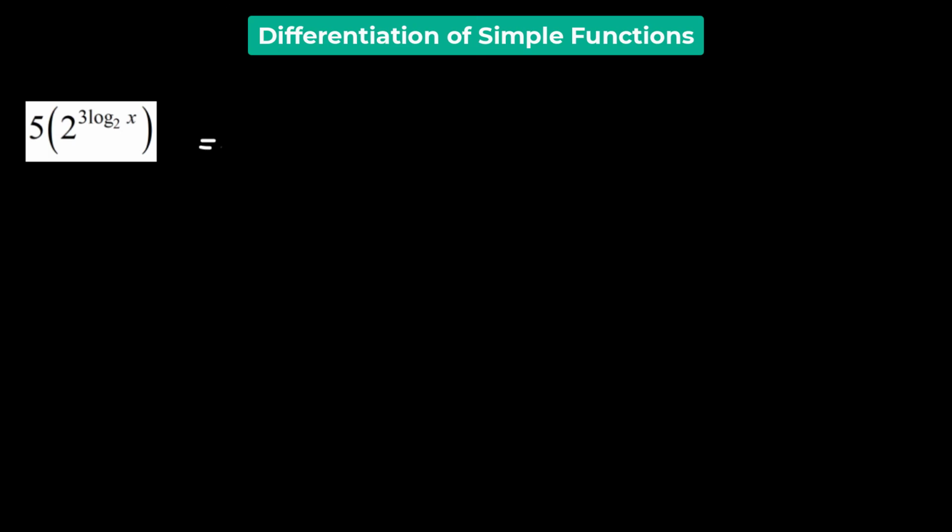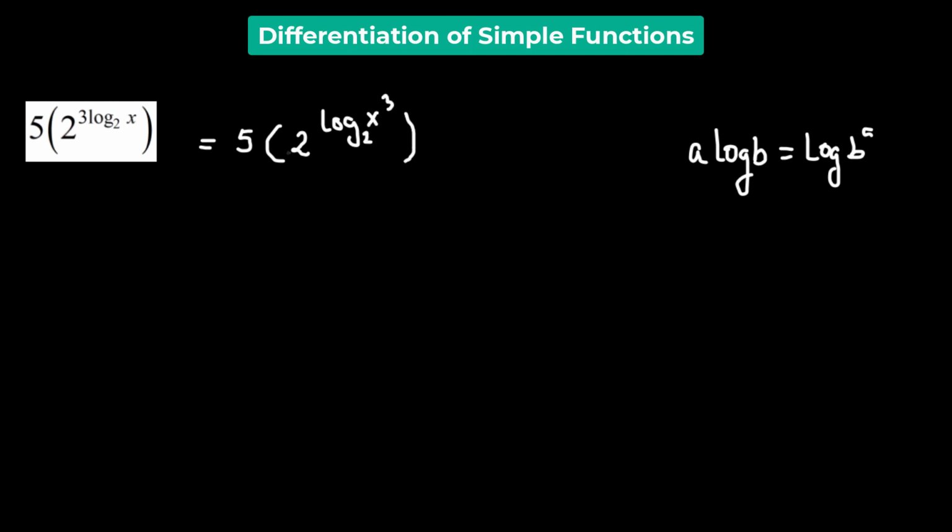Now what we can do is rewrite it as 5 times 2 raised to the power of log of x cubed with base 2. We apply the property that a log of b is equal to log of b raised to the power of a. Since our value 2 and the base of the logarithm is also 2, we can rewrite it as 5 times x cubed. We have used the property that 2 raised to the power of log of a with base 2 is simply equal to a.